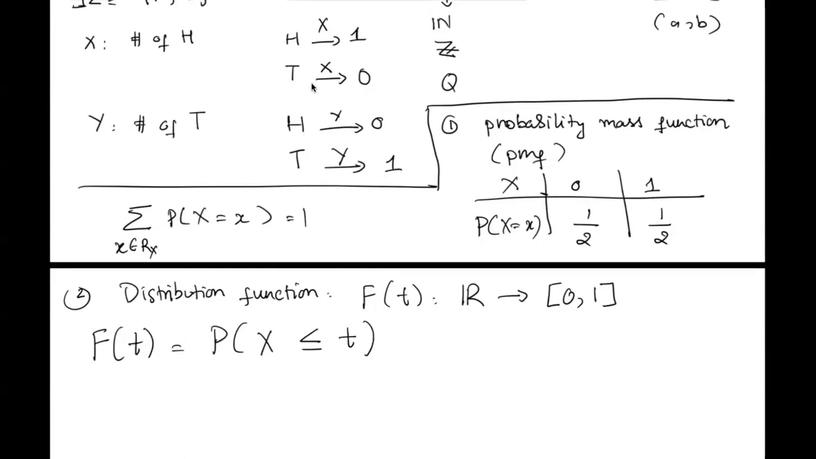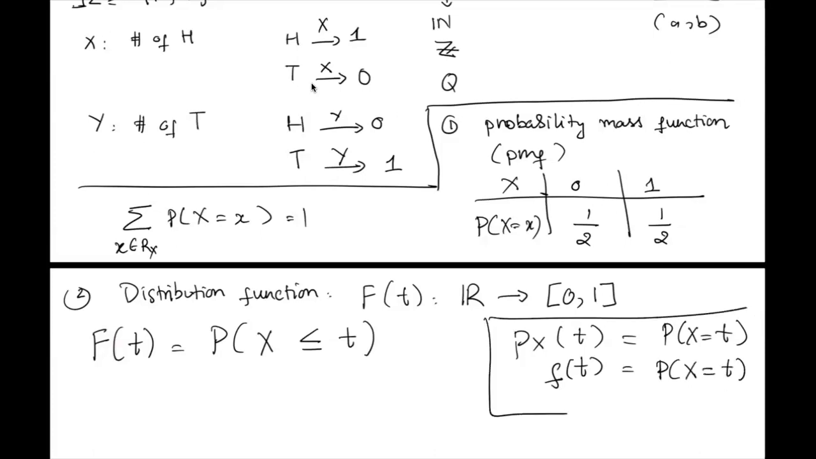That's all it means. So when you see the lowercase f of t, it just means the probability that x equals t. But when it is the uppercase F, it refers to the distribution function, and it means less than or equal to.